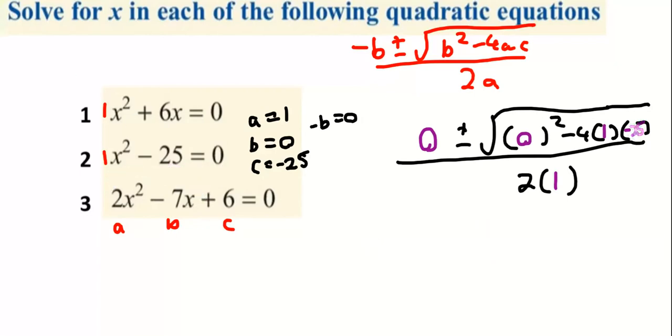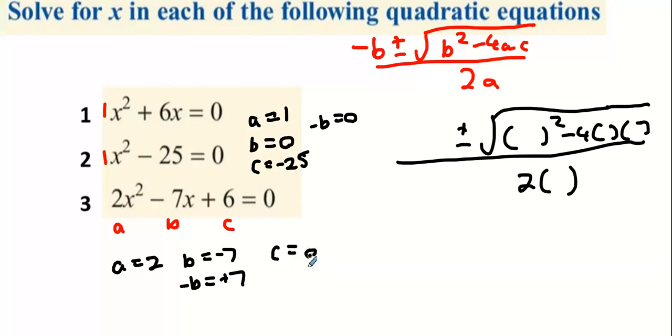Now to do question 3, what you do is you have an a value of 2, a b value of minus 7, and this creates a minus b value of plus 7, and a c value of 6. So we get minus b is plus 7, plus or minus the square root of b squared, which is minus 7 squared, minus 4 times 1 times minus 25, all over 2a, which is 2 times 2.